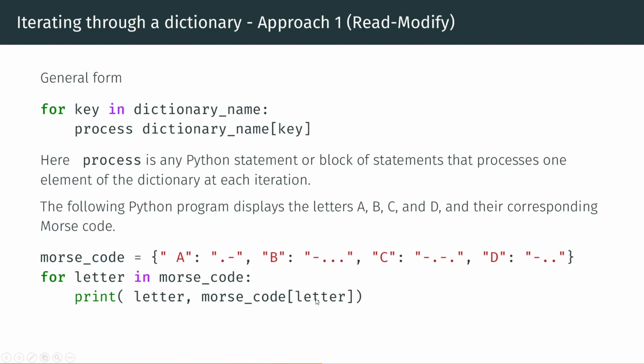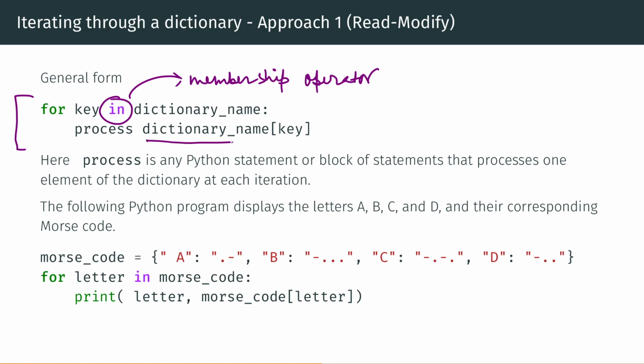So how would you iterate through all the elements in a dictionary? The general form to do that is this. We say for every key in the dictionary, and remember this in is the membership operator. Remember this from lists. So we say for every key in the dictionary, process the value.